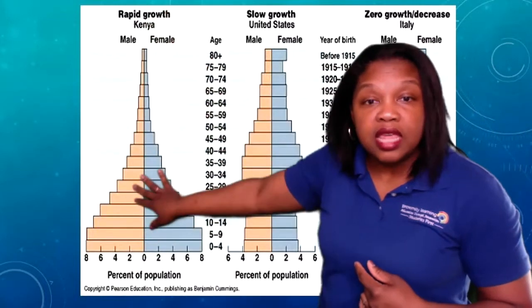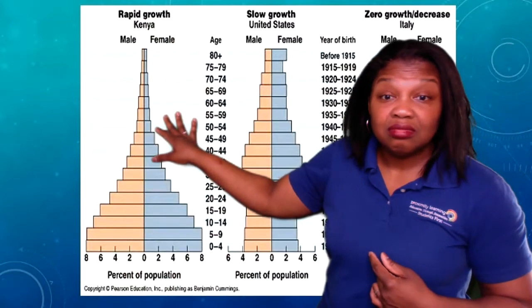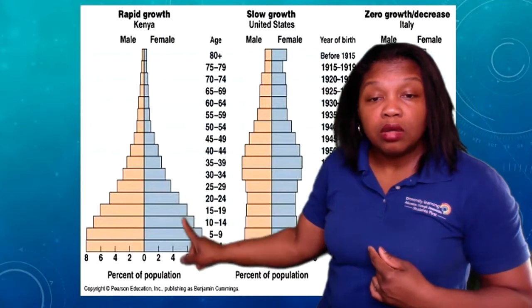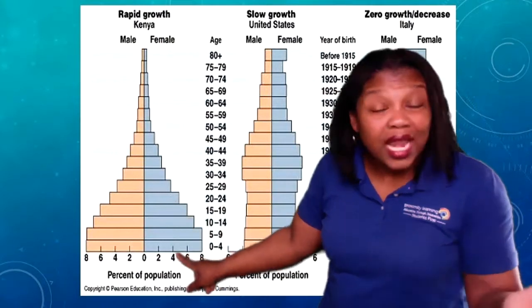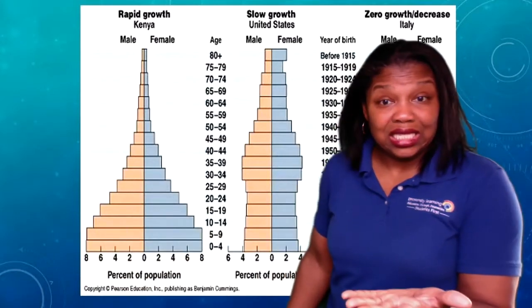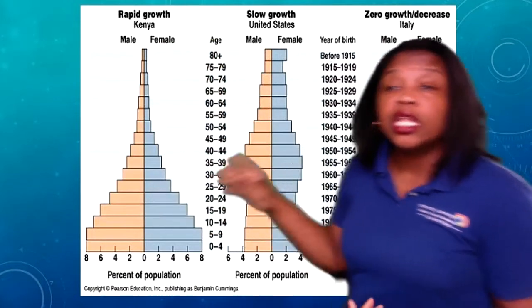This is telling me that they're having a lot of babies, but they're not surviving. I mean, look, I hit my 20s, I'm down about 5% already. So in other words, they're not even all making it to their 20s, let alone older ages. That's what it's telling me.